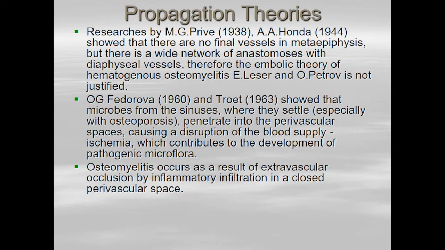Research by Brief and Honda showed that there are no terminal vessels in the metaphysis, but there is a wide network of anastomoses with epiphyseal vessels. Therefore, the embolic theory of hematogenous osteomyelitis of Lasser and Petrov is not justified. Further, it was shown that microbes from the sinuses settle there, especially with osteoporosis, and penetrate into the perivascular spaces, causing disruption of the blood supply. Ischemia contributes to the development of pathogenic microflora. Osteomyelitis occurs as a result of extravascular occlusion by inflammatory infiltration in a closed perivascular space.